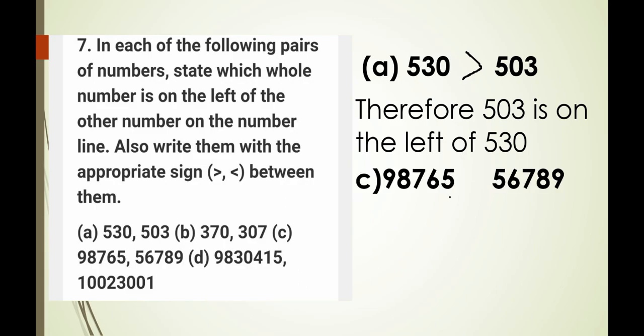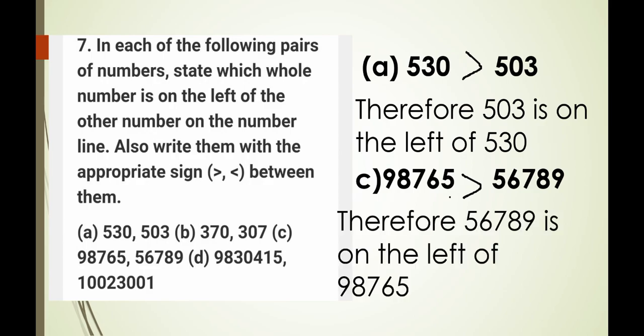Same way, 98,765 and 56,789. Which is the biggest number? 98,765 is the biggest number. So you have the greater sign. Therefore, 56,789 is on the left of 98,765. Same way you have to do C and D. Okay.